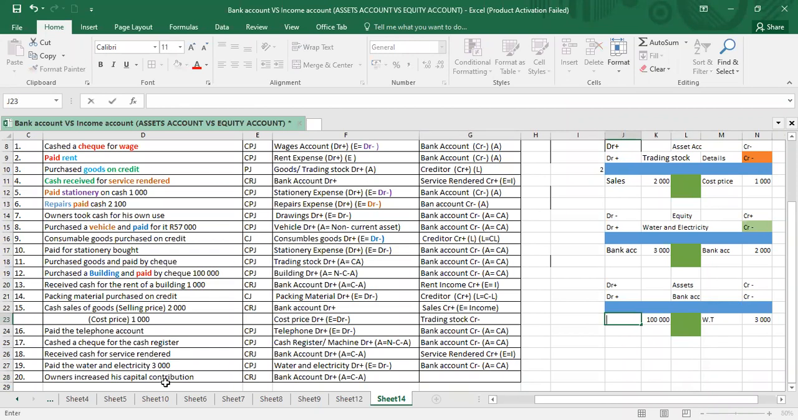We are receiving money from where? Capital affects the account of the owner. So let us just say the owner contributed how much? 10,000 rand.